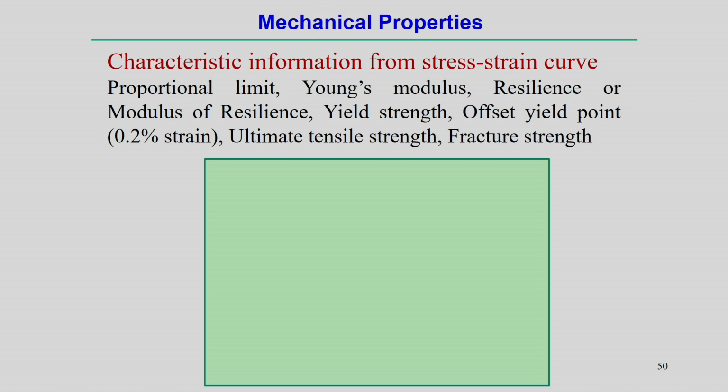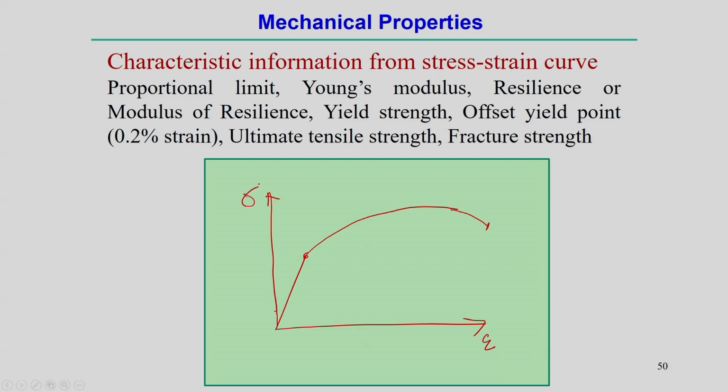So, suppose we assume that this is a typical stress-strain diagram. First is the linear component, and then this engineering stress-strain diagram reaches the optimum point, and then fracture happens at this point. So, here you can represent the strain with the stress. This is the standard diagram of stress versus strain that we can get from uniaxial tensile testing of a specimen.